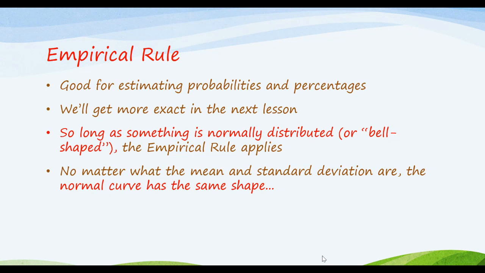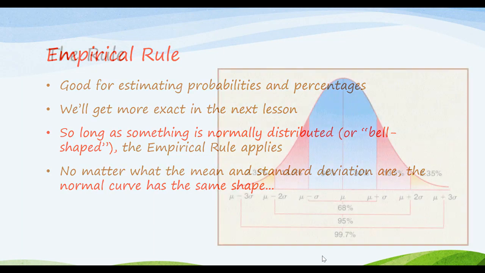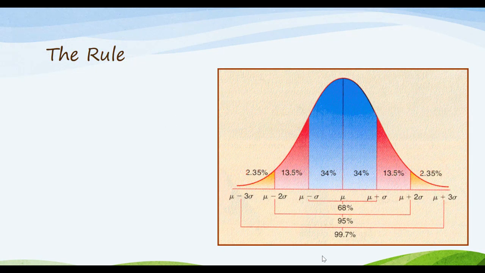So we will always use this empirical rule as long as something is normally distributed. It's always going to have that same shape.